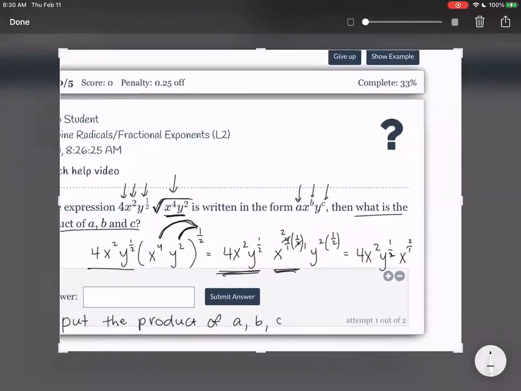Now I need more space, so I'm going to scoot it like that. And then we have our y's. That 2 is the same thing as 2 over 1. So multiplying it straight across, we can do that. 2 times 1 is 2. 1 times 2 is 2. And then we need to simplify a bit further. I'm going to simplify it right under here, I guess. 4x squared y to the power of 1/2. The x to the power of 2 over 1, that's just x squared. 2 over 1 is just 2. And then the y to the power of 2 over 2, that's just y to the power of 1.